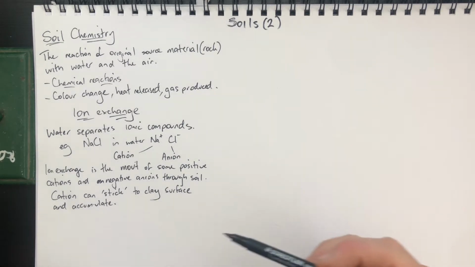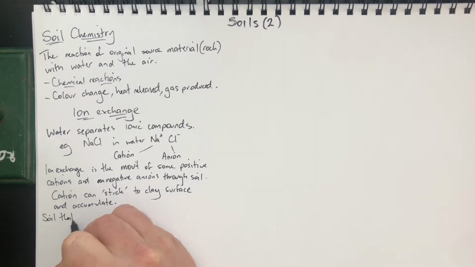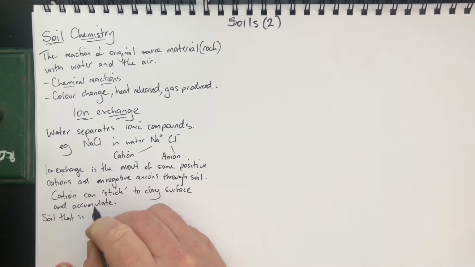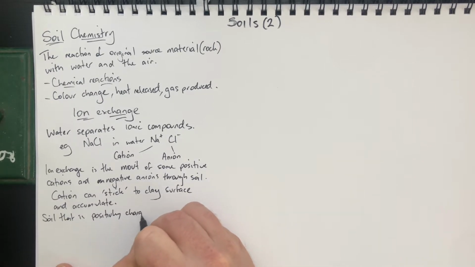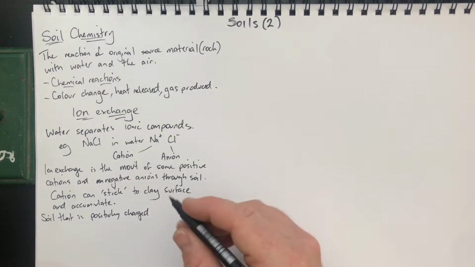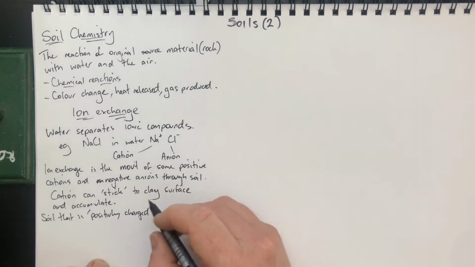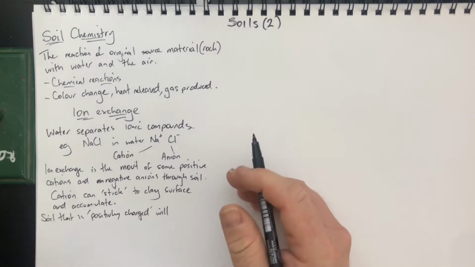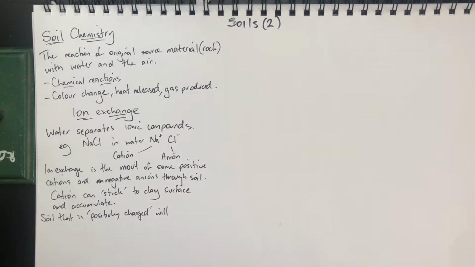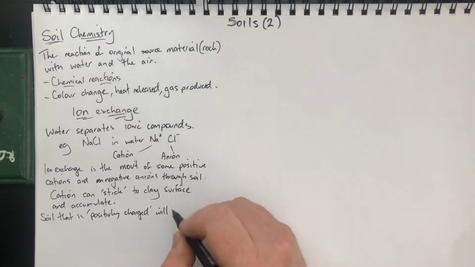So with clay, cations can stick to it, and you'll end up with a soil that is positively charged. Why? Because the cations have generally stuck to those clay particles. So soil can be positively charged. And a soil that's positively charged can actually change the amount of nutrients that it can hold. So soil that's positively charged will actually be more fertile.